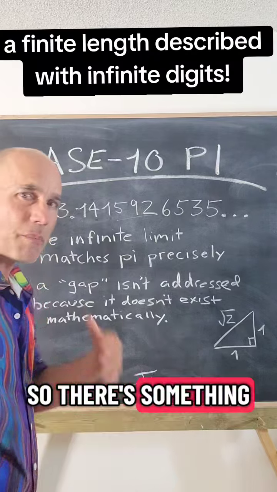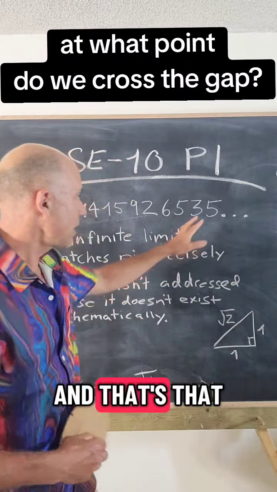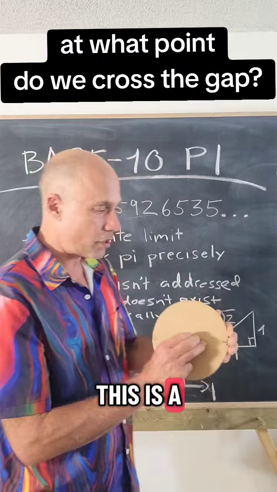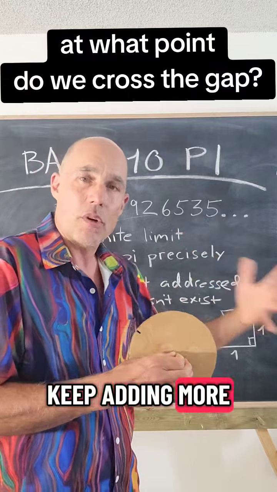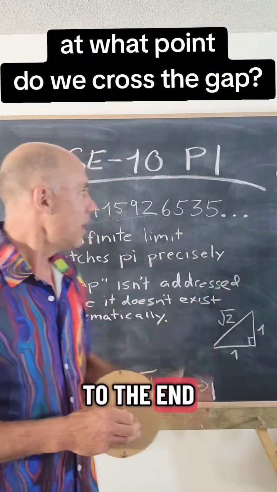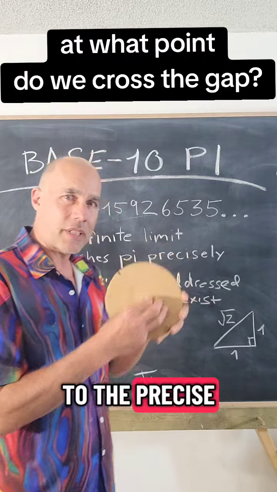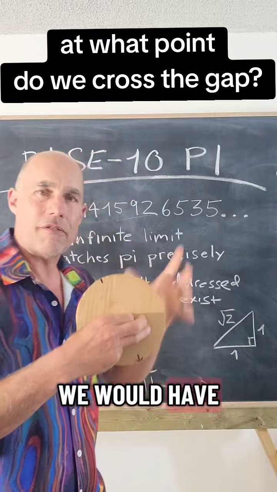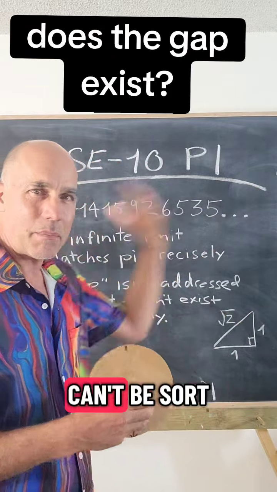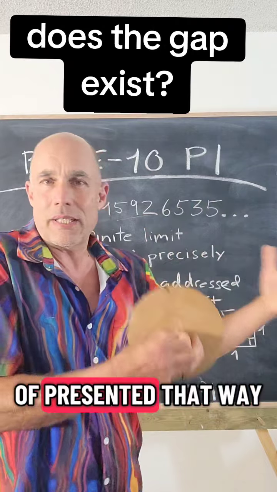So there's something implied here, and that's that there's a gap at the end of this. There's a little space here that never really gets filled, and that's why we keep adding more numbers, because we haven't quite got to the end. If at any point we got to the precise end of that line, then it wouldn't be an irrational number. We would have a fixed number. So this is a number that can't be presented that way.